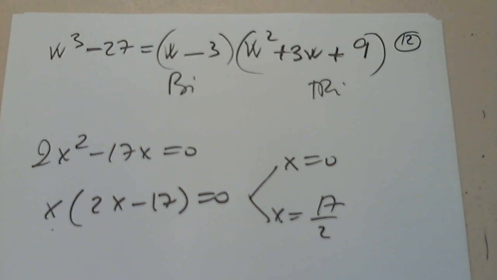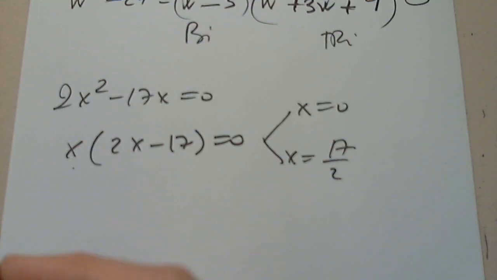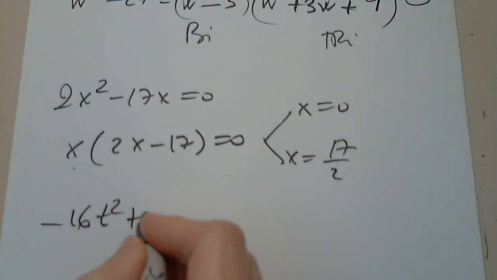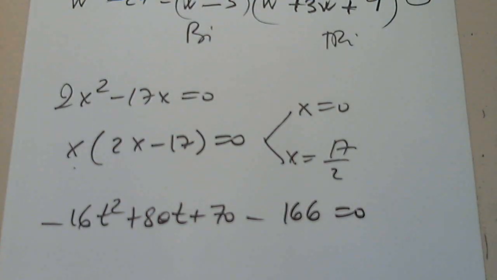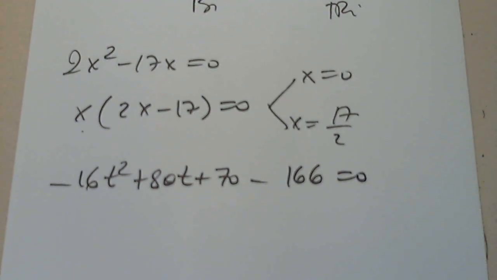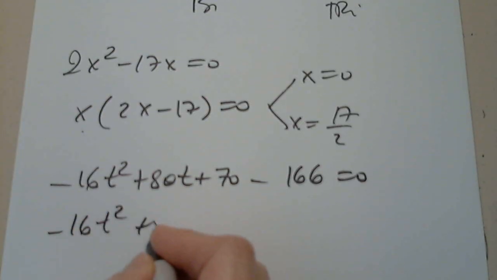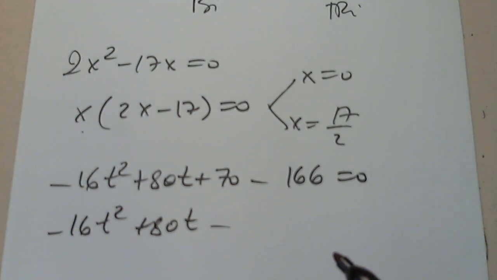Solve the quadratic equation by factoring. You have to subtract first, and then factor. Okay, so here we have to solve this equation. Let's take a look. Negative 16t squared plus 80t plus 70, of course, minus 166 equals 0. So I have negative 16t squared plus 80t, and then minus, is it 96?